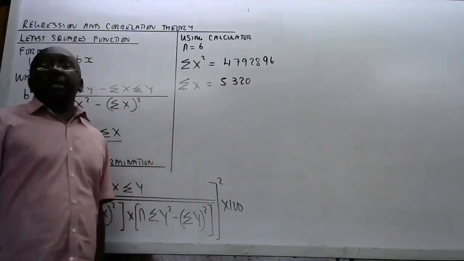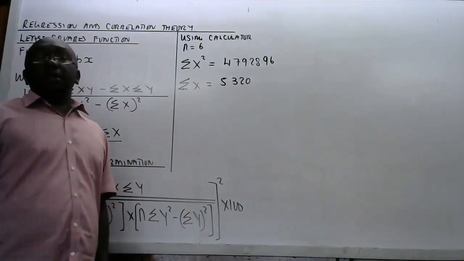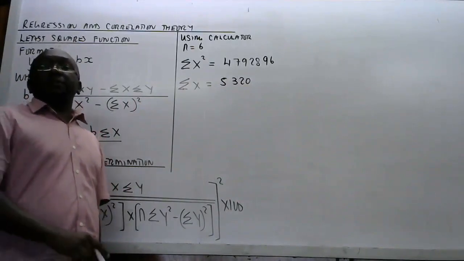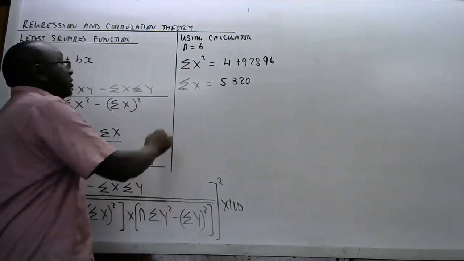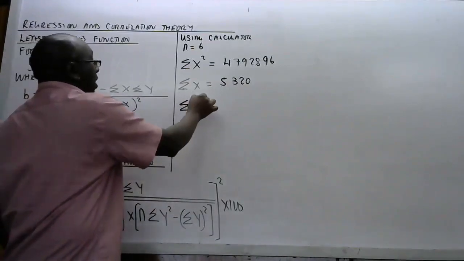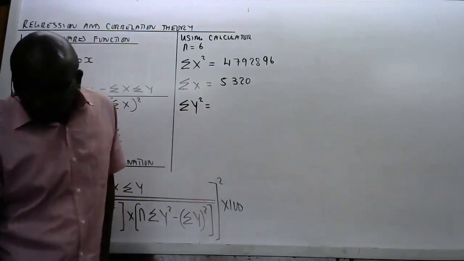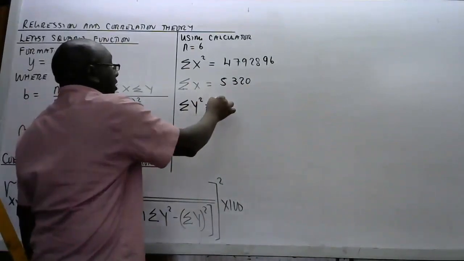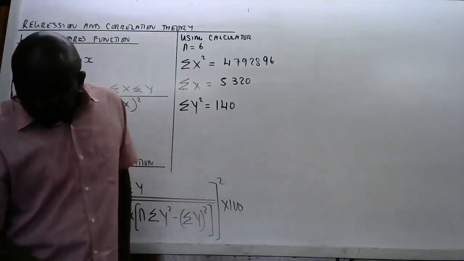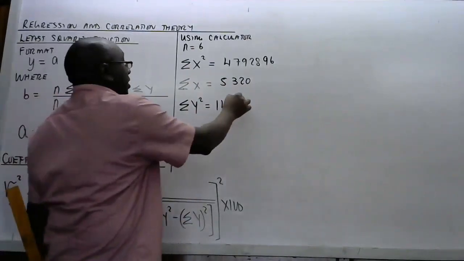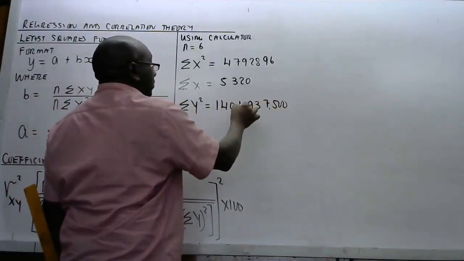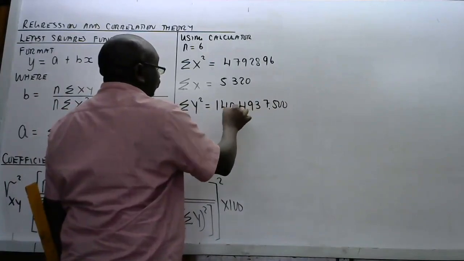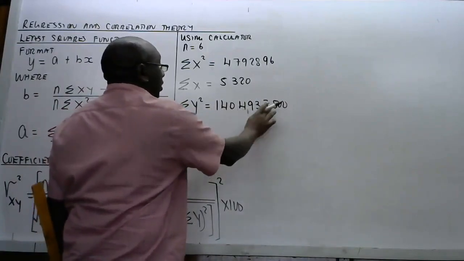Let's repeat. Shift button number 1. Now replay forward once. The next item you see is sum of y squared. So sum of y squared, check whether you have 1,404,937,500.